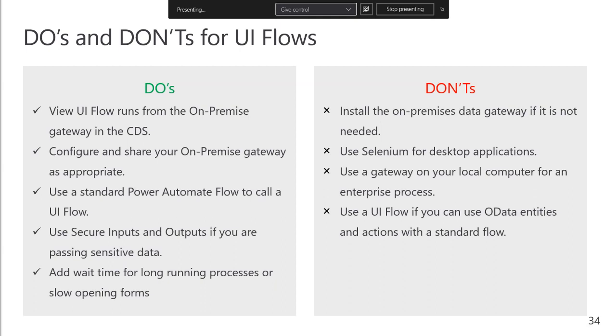Some things not to do. Don't install the on-premise gateway if it's not needed. If your users are going to click the play icon to run it, you don't need the on-premise gateway. But if you're going to fully automate it with another flow, you will need that.